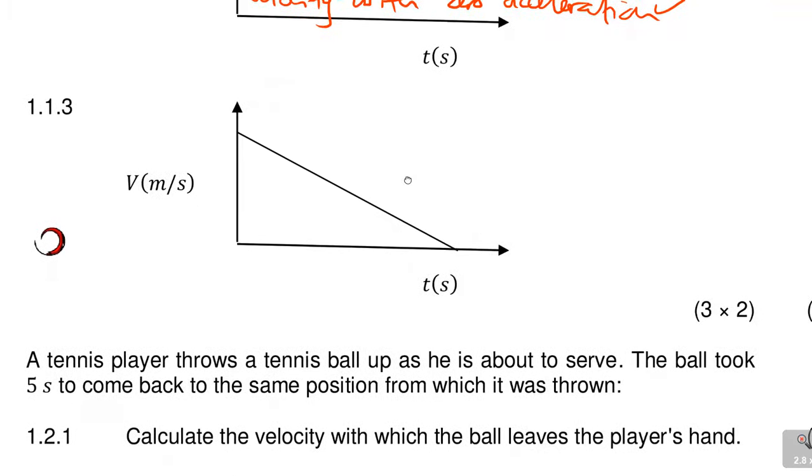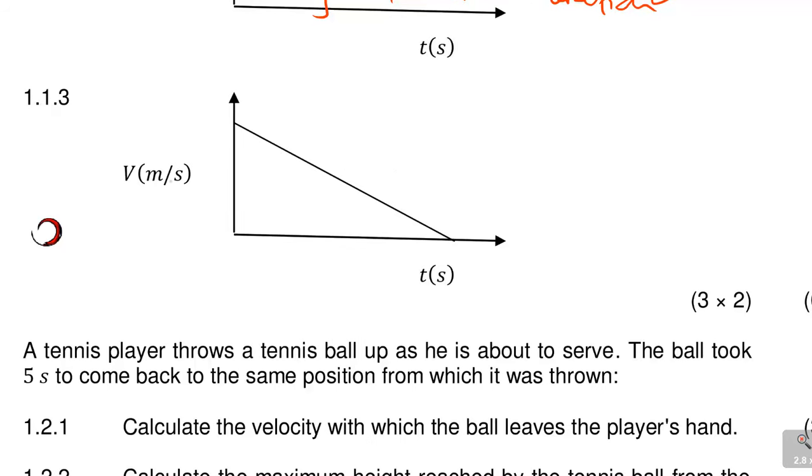Then the next part is 1.1.3. It's a velocity time graph again, and now you can see that the line is starting from a certain velocity V to zero velocity. At that point, your velocity is equal to zero. So what do you notice on a graph that is like that? Number one, the body is moving at a uniform velocity. This is still uniform because it's a straight line, but it is decreasing. The keyword there is decreasing. So uniform decreasing velocity.